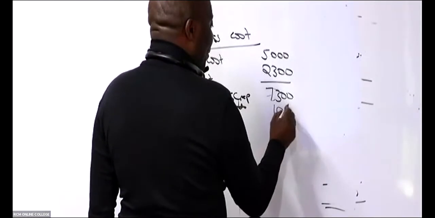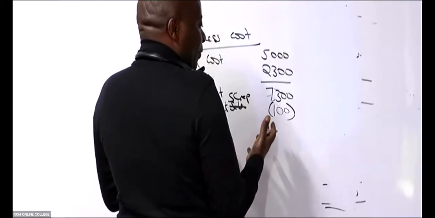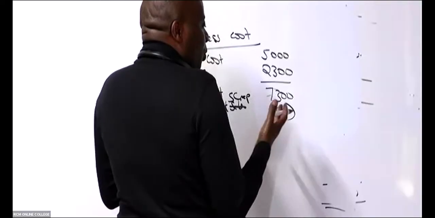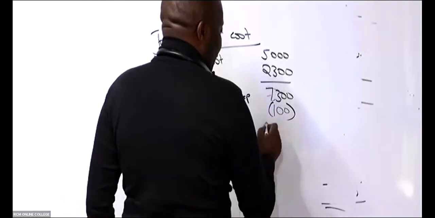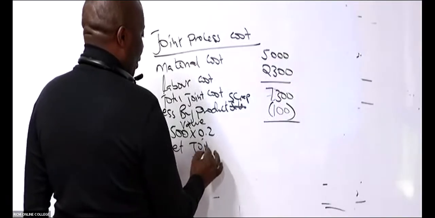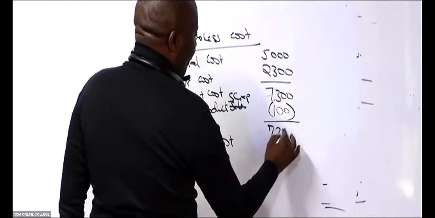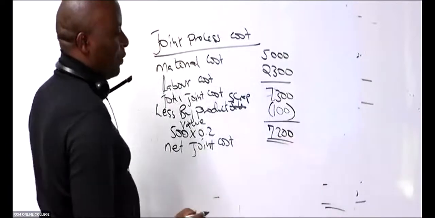Remember, the byproduct relieves you. It reduces your total cost. So in this case, the net joint costs for apportionment is 7,200.